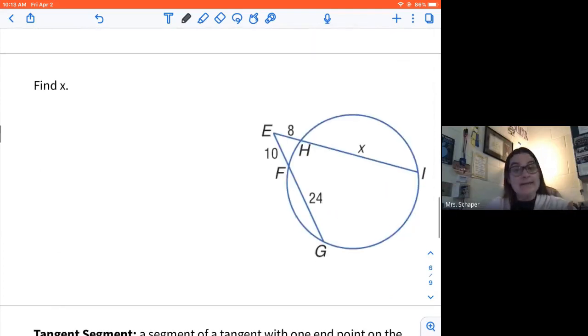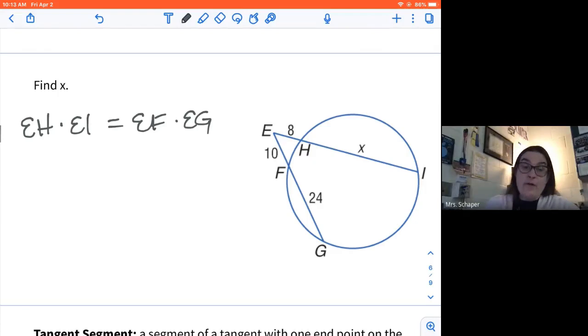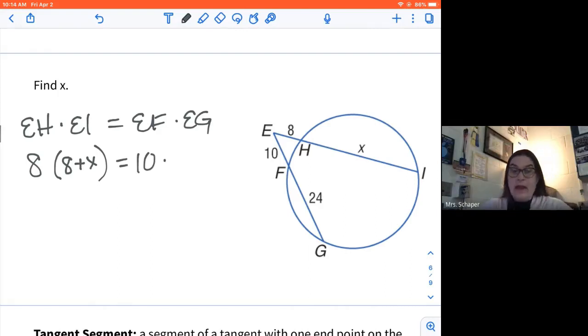If we're going to find X in this case, I'm going to write out the equation. EH times EI is equal to EF times EG. If that's the case, I'm going to fill in what I know. EH is 8. EI is 8 plus X. EF is 10. And EG is 34. The outside part times the whole thing, the outside part times the whole thing.